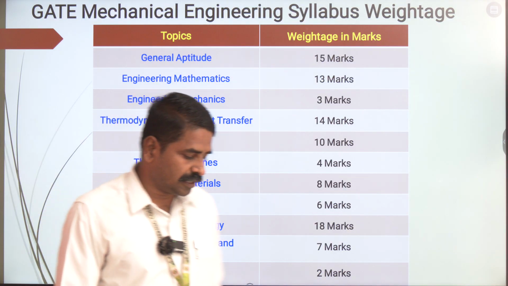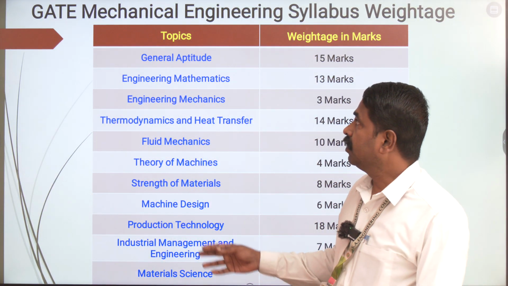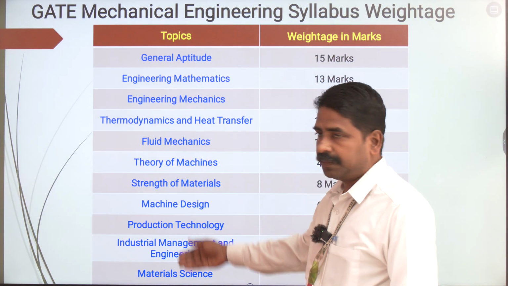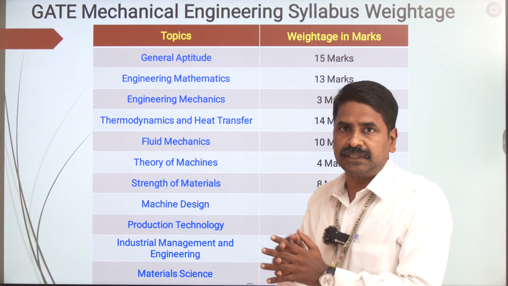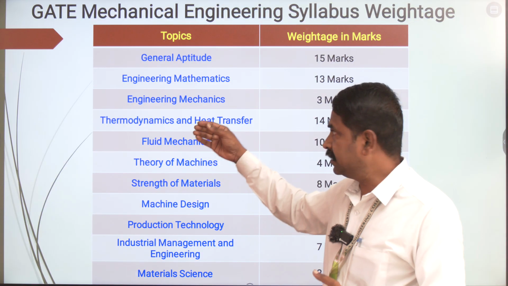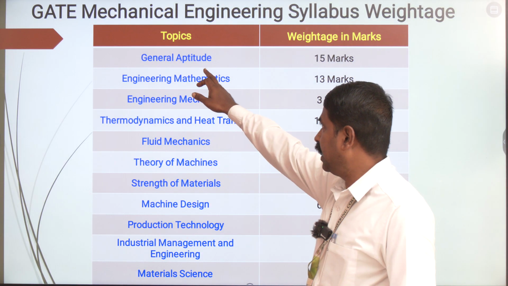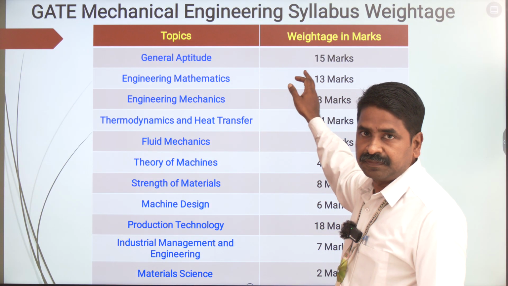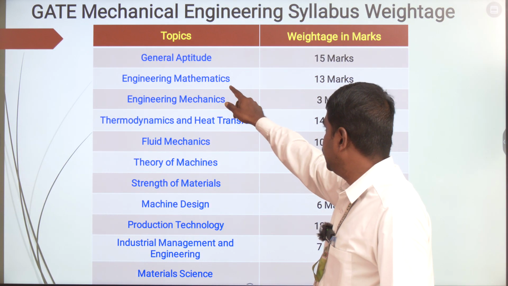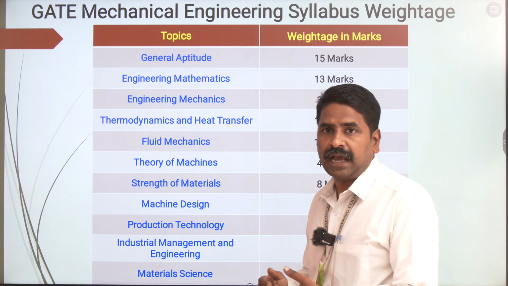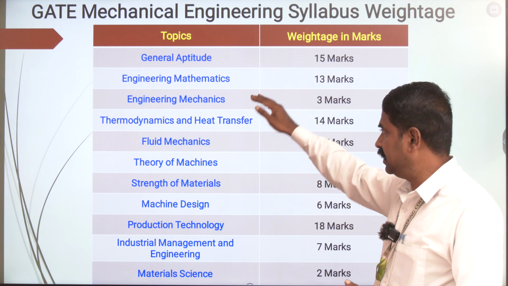Next, what are all the subjects we are going to have over here? Under mechanical engineering domain, you are going to have various subtopics, and each and every subtopic is going to be called a section, and section wise you are going to have this weightage of marks. So first section is going to be general aptitude, which is going to be 15 marks, followed by engineering mathematics, which is going to have 13 marks. Remaining 72 marks is going to have a total weightage, as you can see over here.